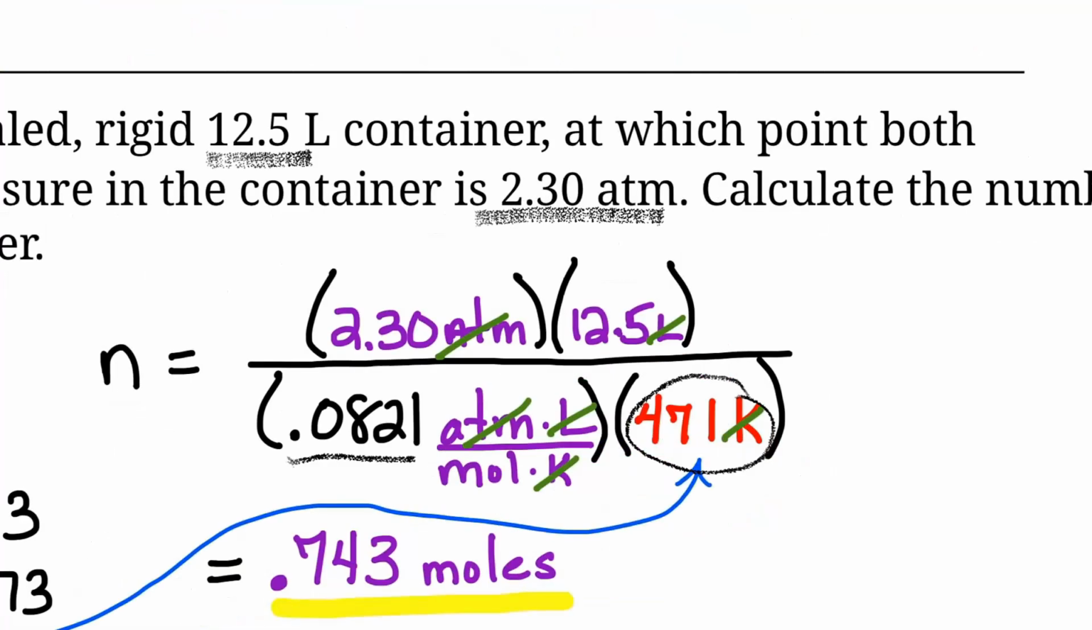Write the units in, okay? If you write the units in, you can see which units we need. We need to have atmospheres. We need to have liters. So if you're in milliliters, you had to convert. Of course, we're solving for moles, and we need to have kelvins.